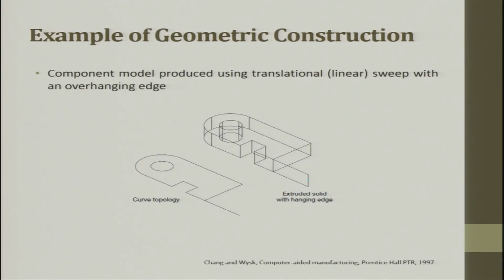You can also try to make an overhanging edge. It's like the opening of a lid. So an extruded solid with a hanging edge, we can also get that. So if I put it in a crude sense, it is 2D, 2.5D, then 3D. So you are going from 2D to 3D, and in between you are giving translation sweep and rotation sweep.